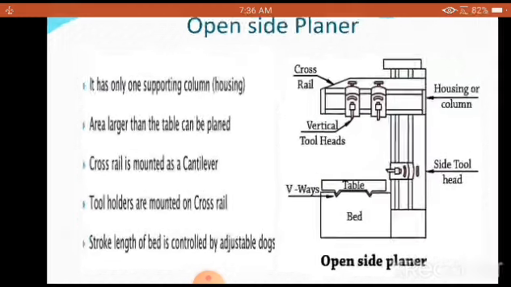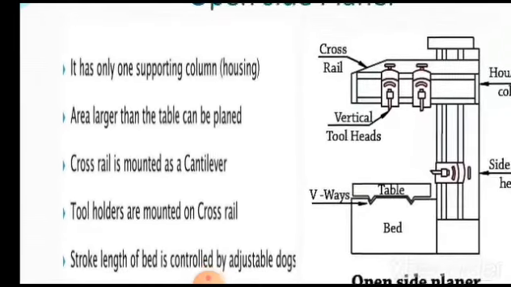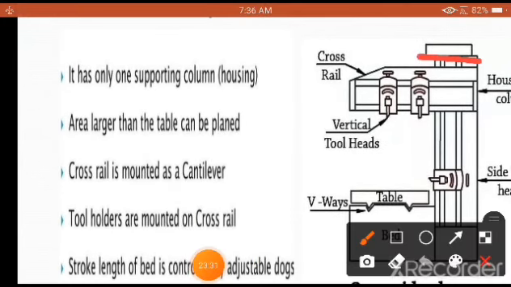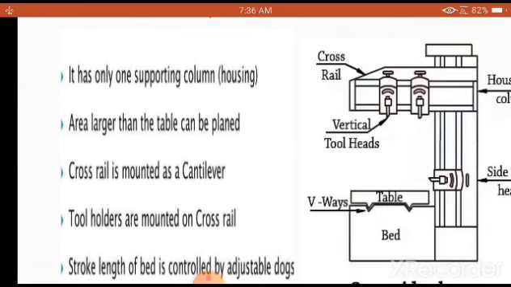As you see, it has only one supporting column, or housing, and an area larger than the table can be planed. Cross rail is mounted as a cantilever. As you see, this is called a cross rail, which can also be clamped at the required position on this column. That is why on one side it is fixed, on the other side it is free. That is why it is called a cantilever.